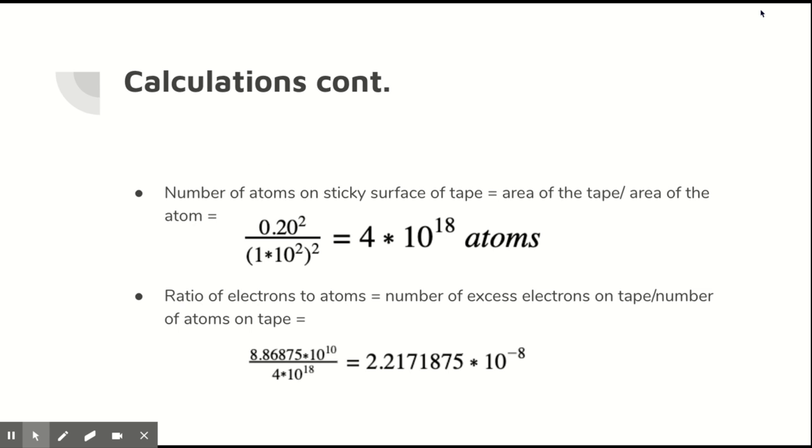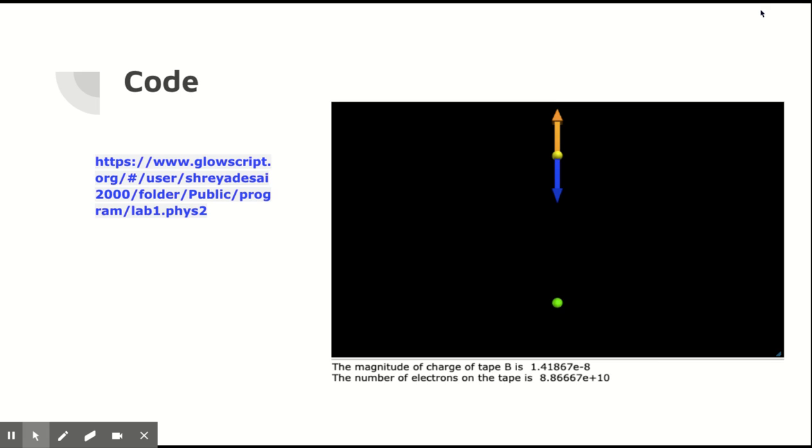I calculated the number of atoms on the sticky surface of tape by doing the area of the tape divided by the area of the atom. So the area of the tape was 0.2 squared, divided by the area of the atom, which would be 4 times 10 to the 18th atoms. The ratio of the electrons to atoms I calculated by doing the number of excess electrons calculated before divided by the number of atoms on the tape, and I got 2.2 times 10 to the negative 8.